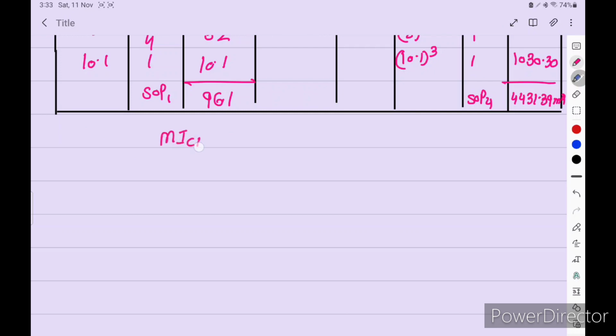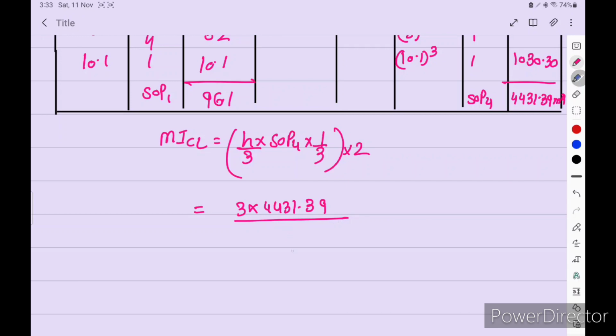So MI center line is equal to h into SOP4 into one third, when we use ordinates. The formula is h/3, and half ordinates are used while we need full, so multiply by 2. So 3 into 4431.39 divided by 9 into 2. So MI center line is equal to 2954.26.